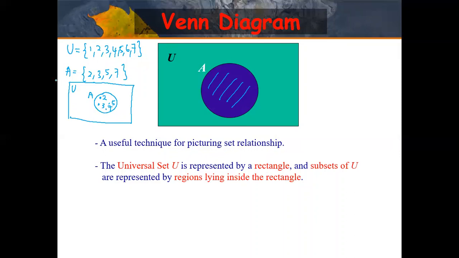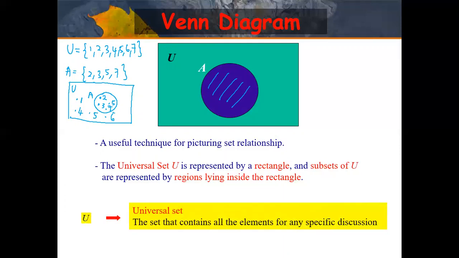So what's next? Your set A is 2, 3, 5, 7. For the universal set, the elements other than these also need a dot in front: 1, 4, and 6. That's how you draw your Venn diagram.